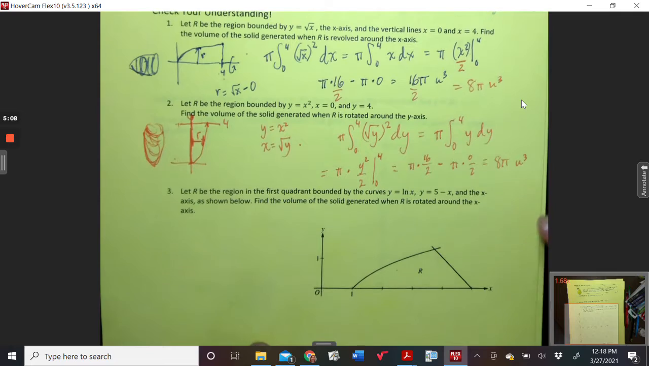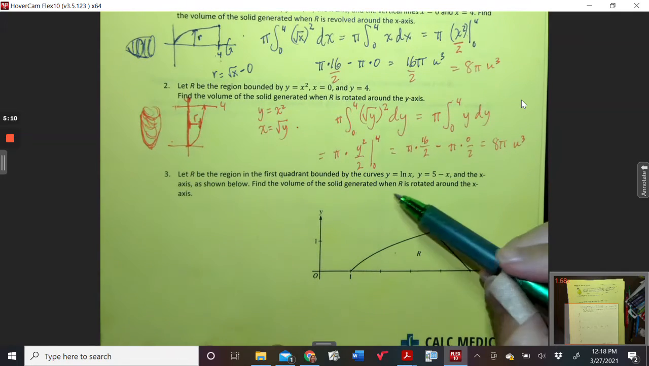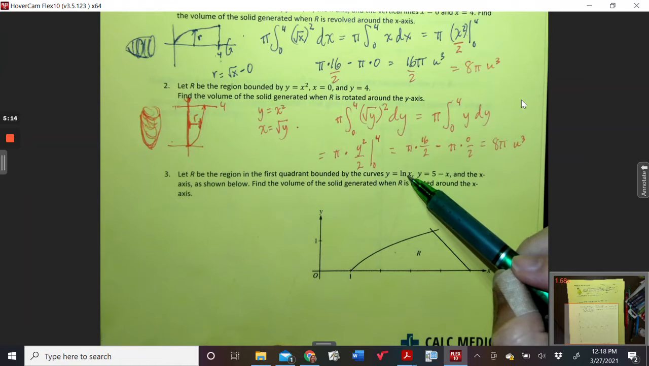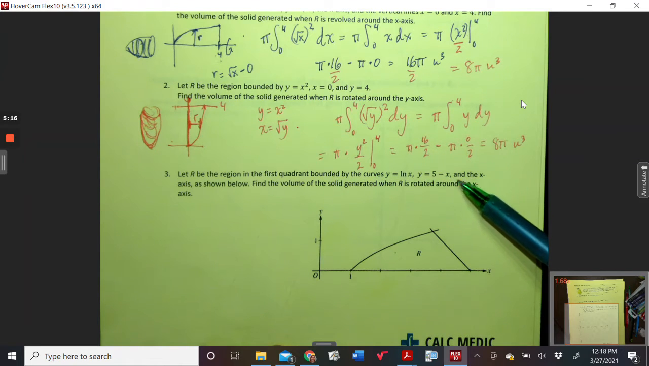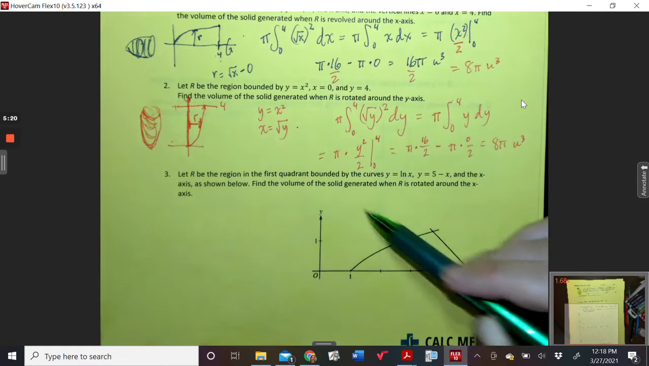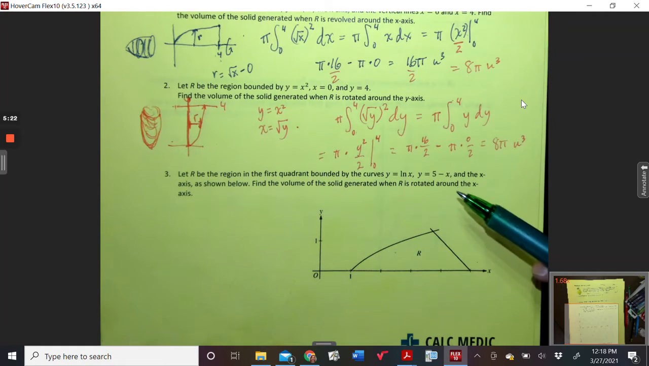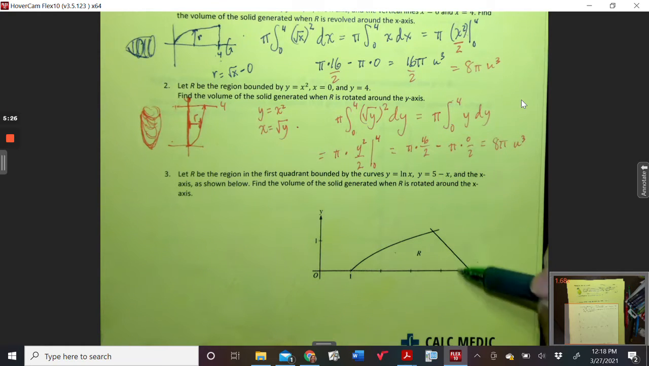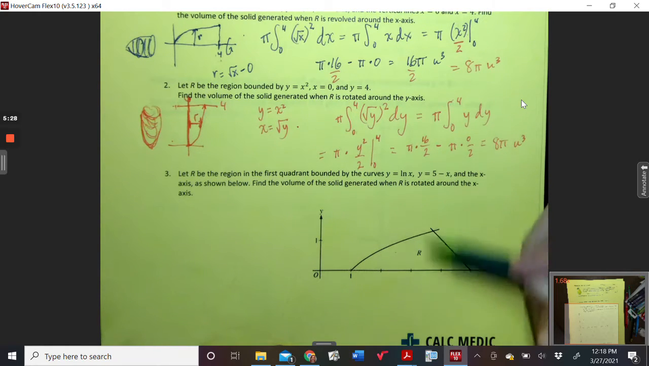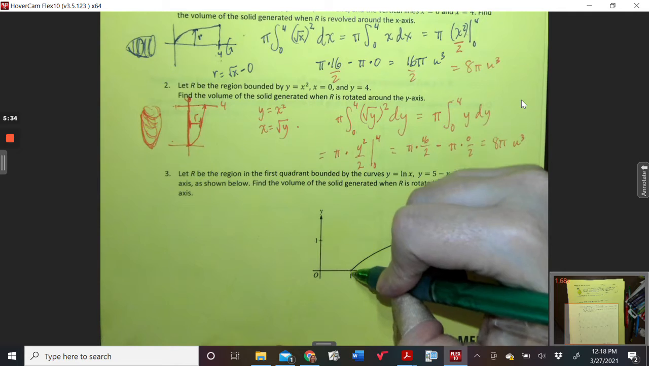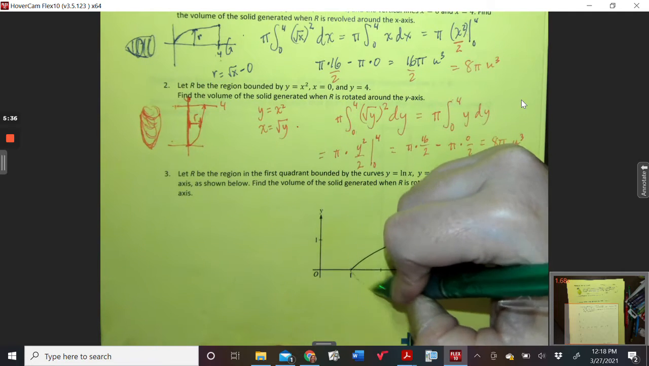This one again was a little tricky. Let R be the region in the first quadrant bounded by the curves y equals ln x and y equals 5 minus x. And the x-axis is shown below. So we've used this actual shape a couple of times recently when we're talking about finding the area of the region. But now we're going to find what happens when I rotate this around the x-axis. Okay, and so we actually need to do 2.